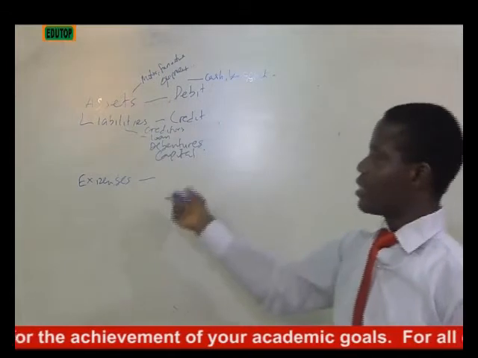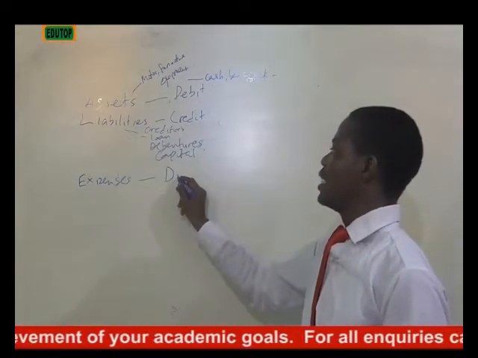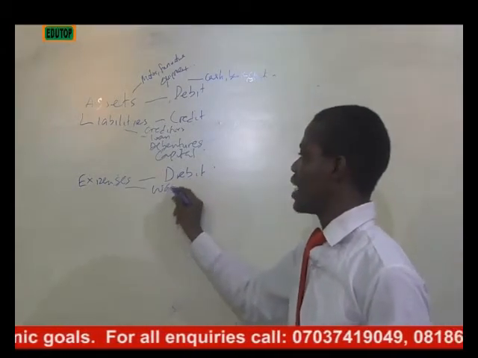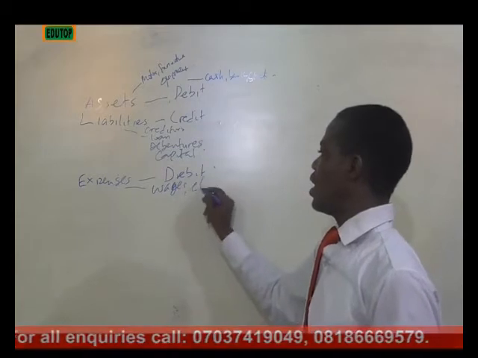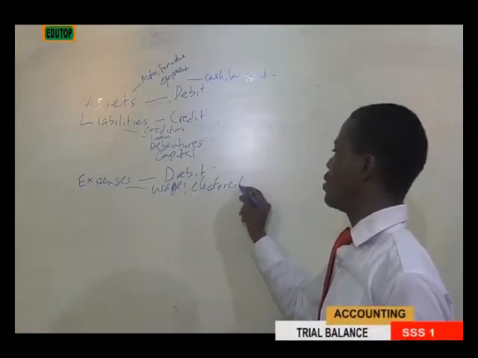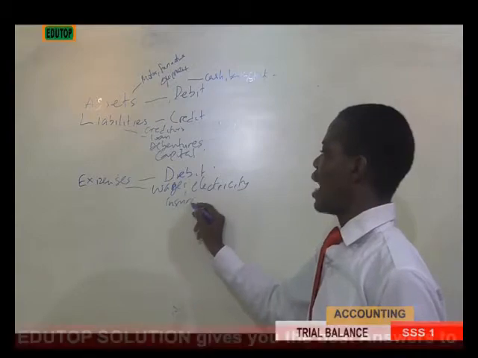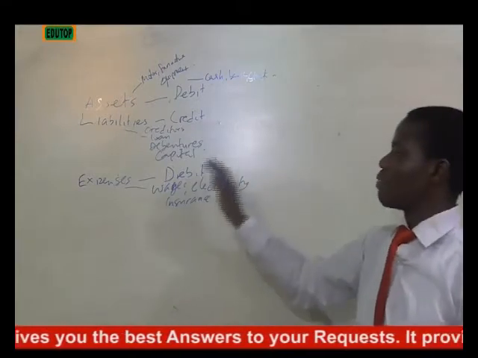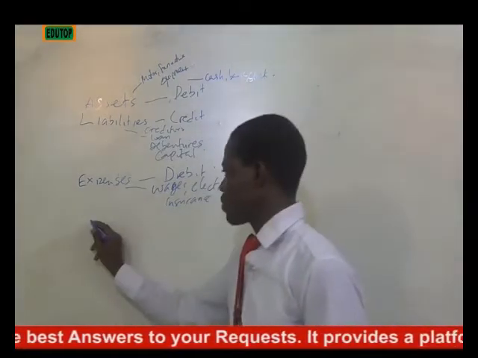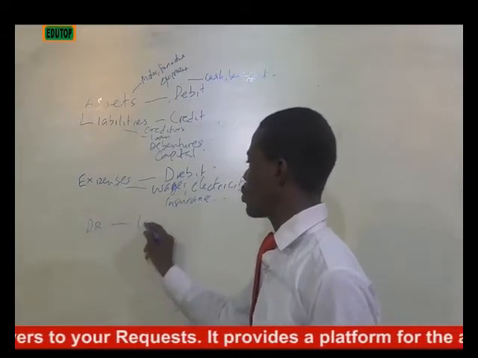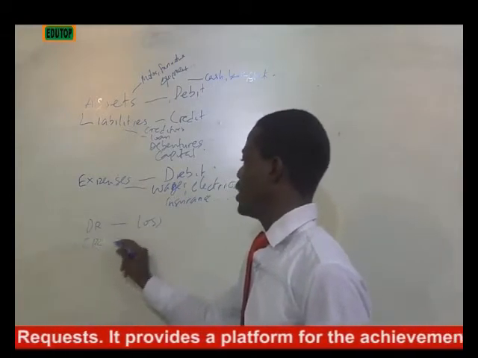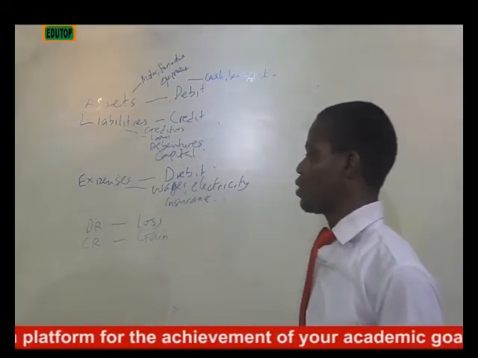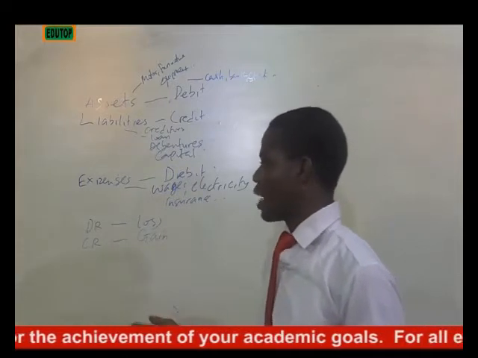Now, another one is expenses. All expenses will be debited. What are the expenses? We have wages and salary, electricity, insurance, and any expenses that you incur. Any item that goes with expenses, you debit it. Then debit loss, credit gain. Just follow this technique. It will assist you when you are preparing your trial balance.